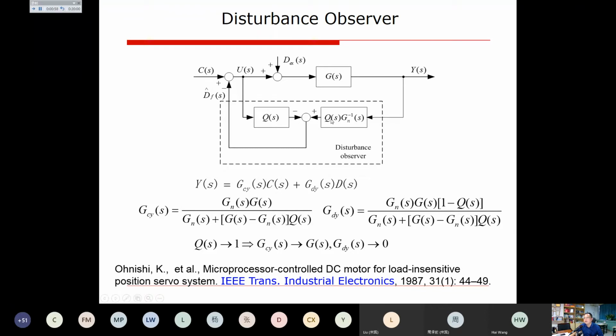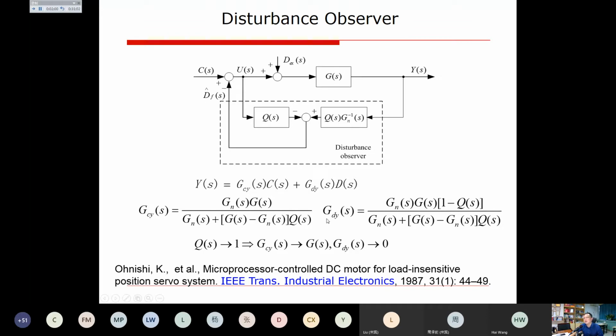So why are we adding the filter Q(s) here? The main target is to make this item, the inverse of G(s), physically implementable. So it's a very simple way to design a disturbance observer if the disturbance is constant, or its derivative converges to zero. That means it's a constant, or it will converge to a constant. In this case, we can prove that the transfer function from D to Y, which we call G_dy here, will converge to zero if we use a Q filter Q(s) whose transfer function converges to 1, and the disturbance converges to a constant. In this case, we can asymptotically reject the disturbance.